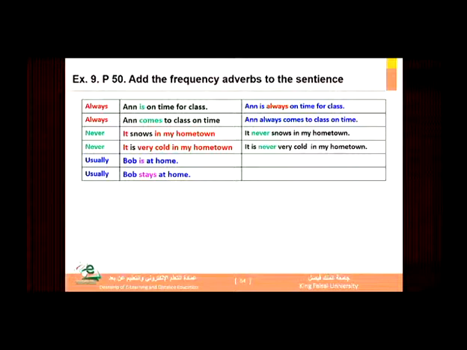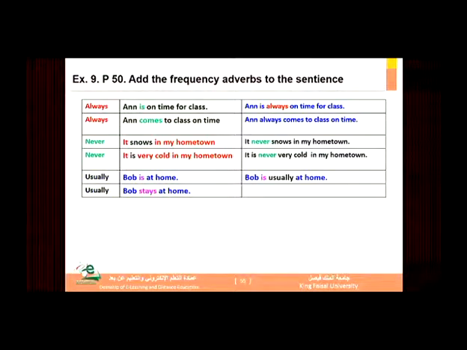Okay, another pair of examples. The adverb we want to show here is usually. Bob is at home. Bob stays at home. Look at the first sentence, it contains is. The adverb has to come always after the verb is. So Bob is usually at home. While when we say Bob stays at home, here the verb stay is a main verb, a simple present verb. The adverb comes before stays, so Bob usually stays at home.